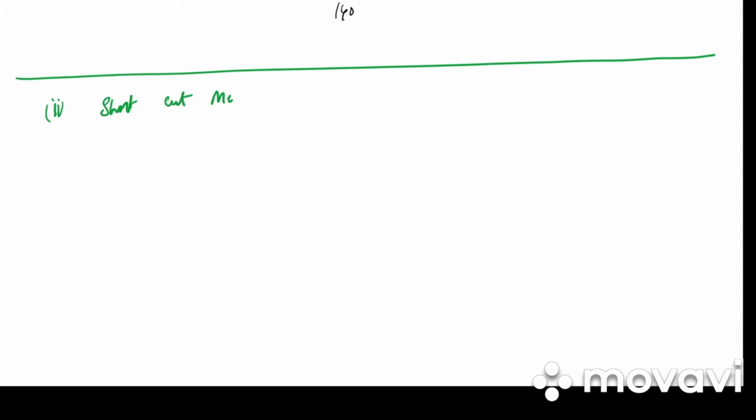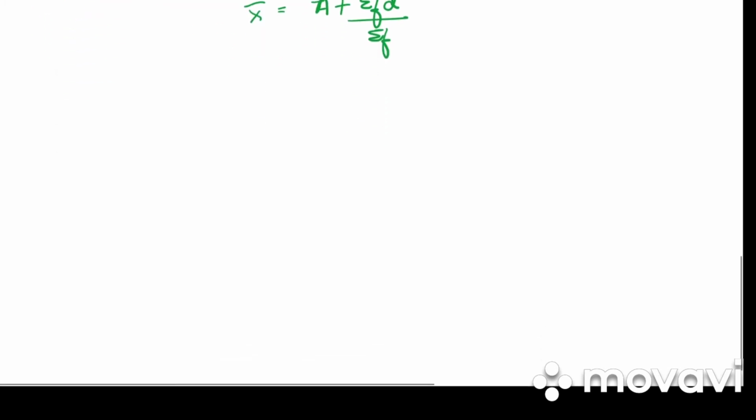Shortcut method. So under the shortcut method, what will be the formula? It will be x bar is equal to a plus summation ft divided by summation f. It will be the same which we had done in our discrete series, but we need to find out the middle value in this case as well. Okay. So again take the same example. They have given us marks and they have given us number of students.